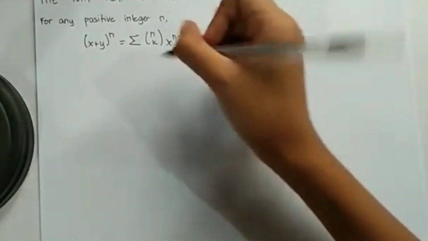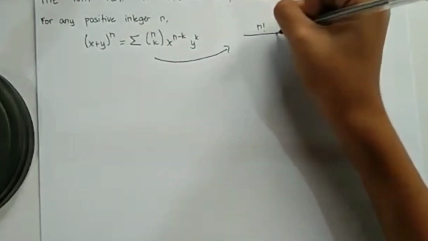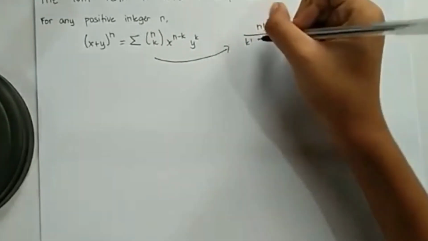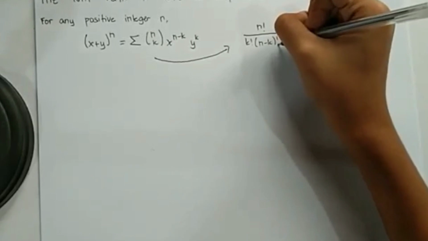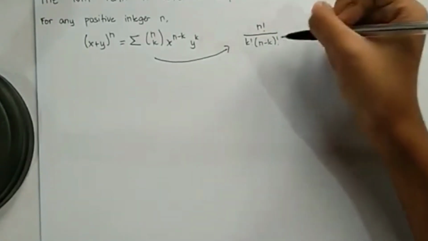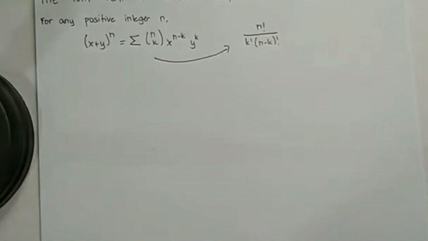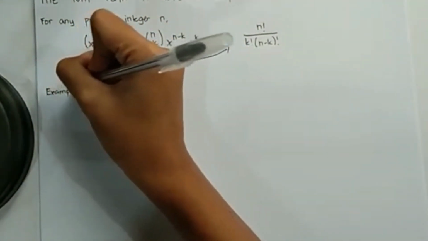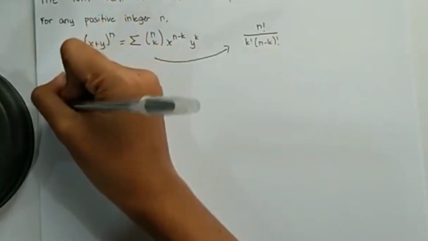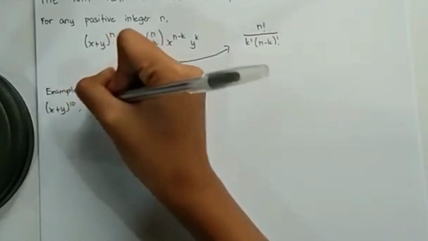So that is equal to n factorial over k factorial times n minus k factorial. Last lesson, we already used this formula, right? And today we are going to use this again in finding the nth term. Okay, let's proceed. Let's try this example. Let's try to answer x plus y raised to 10, fifth term.